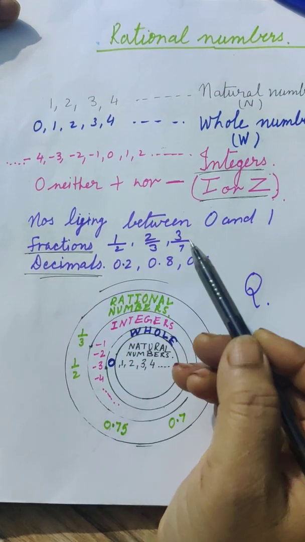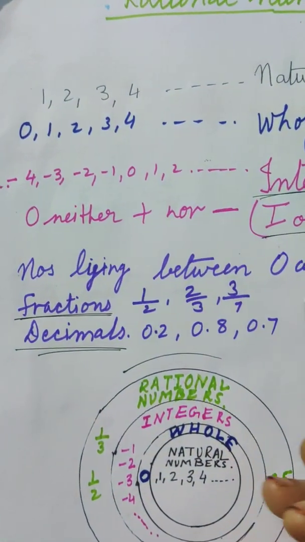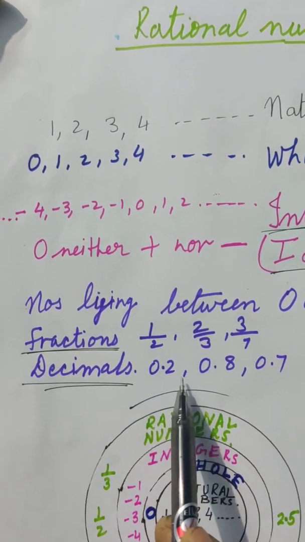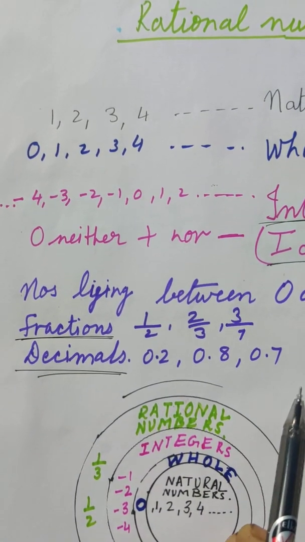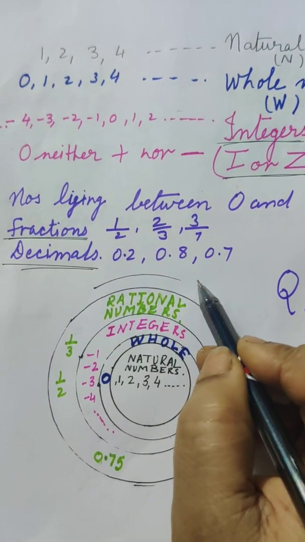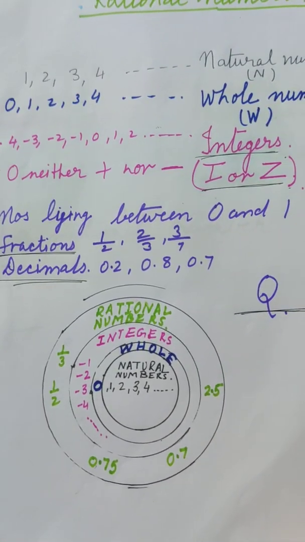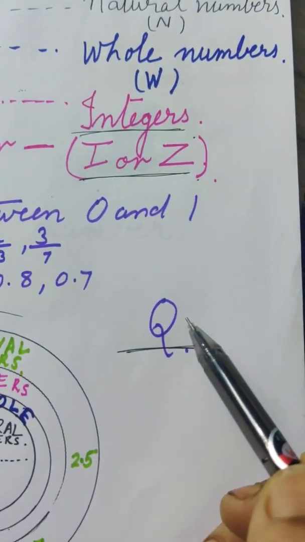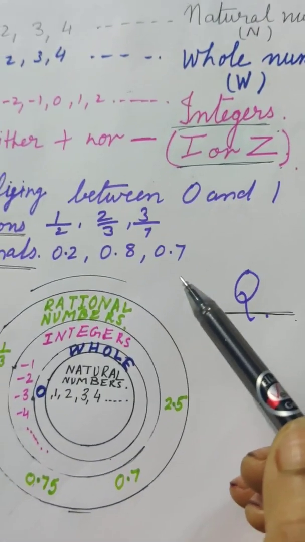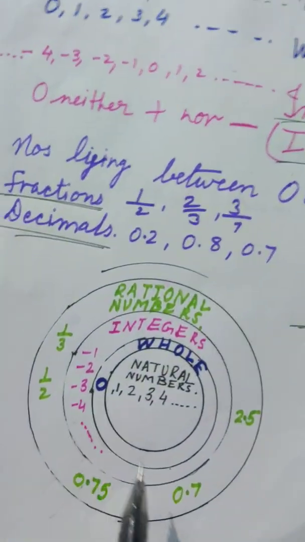All proper fractions have a value less than 1. You all know that. So 1 upon 2, 2 upon 3, 3 upon 7 are all fractions. Now if we talk about decimals, 0.2, 0.8, 0.7, these are all what? Decimals. These fractions and decimals are the numbers which lie between two integers, and rational numbers are denoted by capital Q. So the set of integers, decimals and fractions are all called what? Rational numbers.